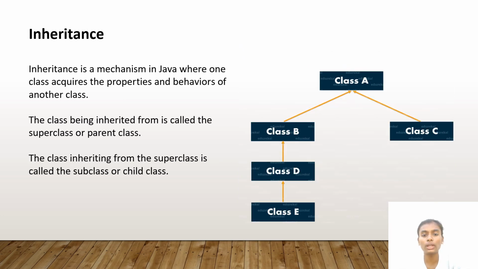Inheritance. Inheritance is one of the fundamental attributes of object-oriented programming. It allows you to define a child class that reuses, extends or modifies the behavior of a parent class. The class whose members are inherited is called the base class. Inheritance is a mechanism in Java where one class acquires the properties and behavior of another class. The class being inherited from is called the superclass or parent class. The class inheriting from the superclass is called the subclass or child class.